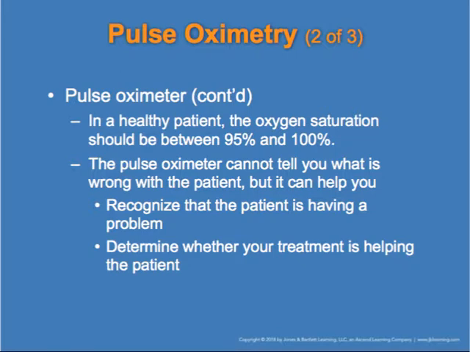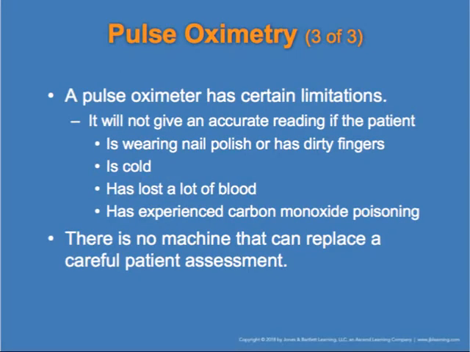The pulse oximeter cannot tell you what is wrong with the patient, but it can help you recognize that the patient is having a problem and determine whether your treatment is helping the patient itself. The pulse oximeter has certain limitations. It will not give you an accurate reading if the patient is wearing things like nail polish, maybe they're cold, maybe they lost a lot of blood, maybe they've experienced carbon monoxide poisoning. You're not going to get an accurate pulse oximetry in those situations. There's no machine that can really replace a good, careful patient assessment, right?